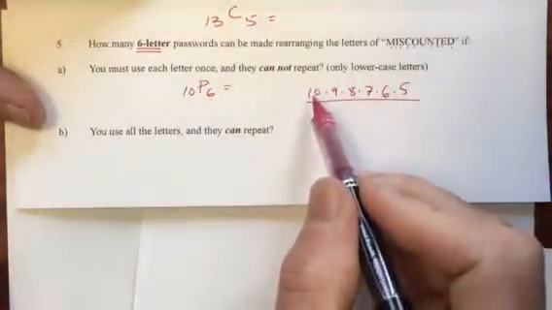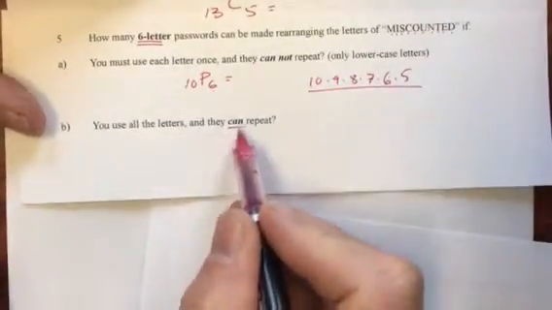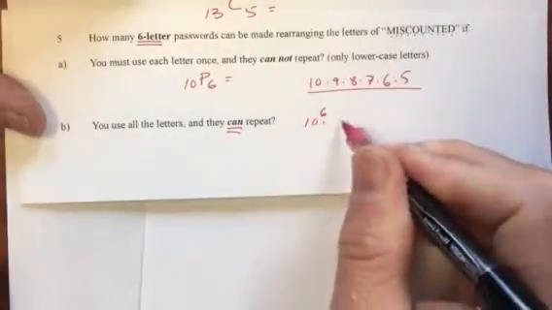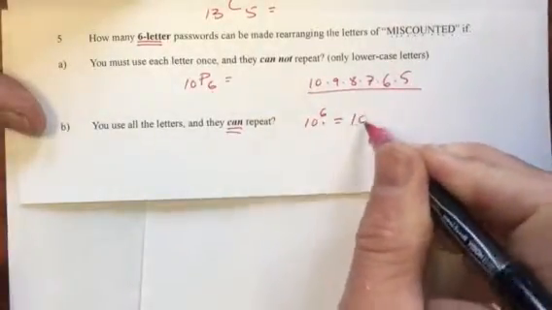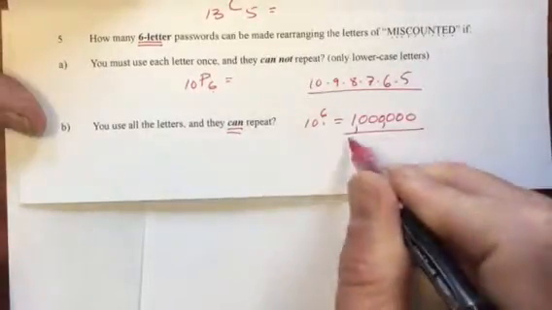How many choices do you have for the first, and then second, third, fourth, fifth, sixth? Your choices go down. If you use all the letters, and they can repeat, well, that's just 10 times 10, 6 times. That's 10 to the 6th. That's equal to 1 with 6 zeros. I believe that is 1 million passwords. Next one then.